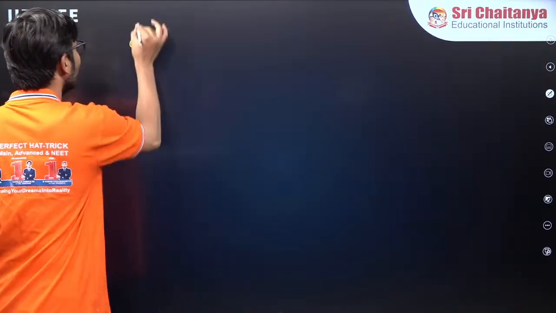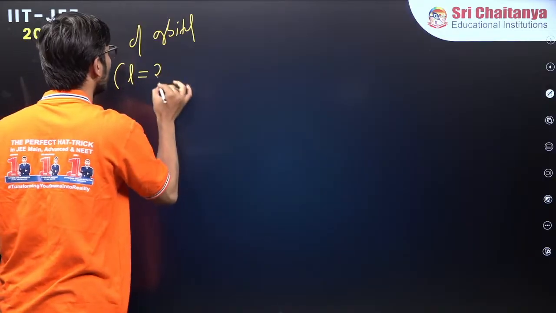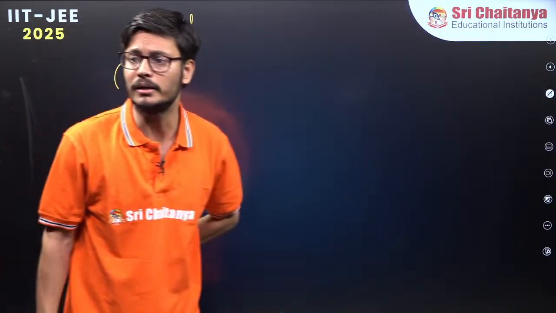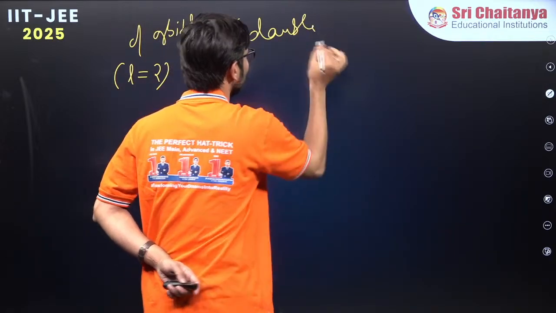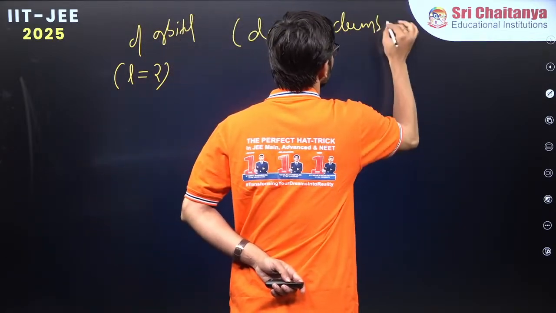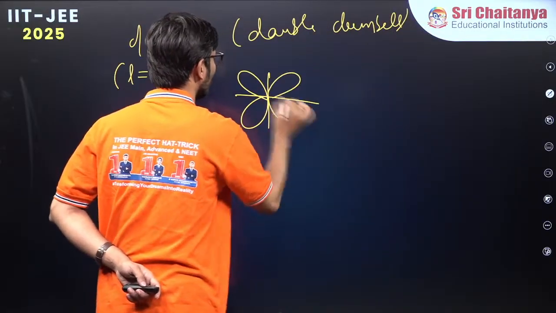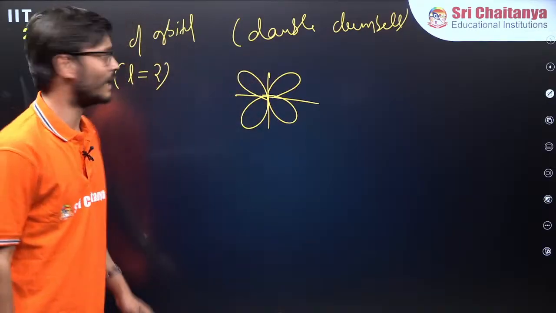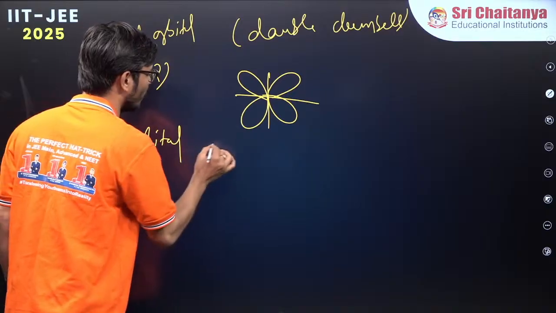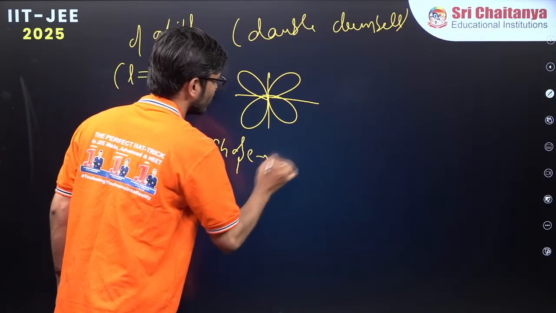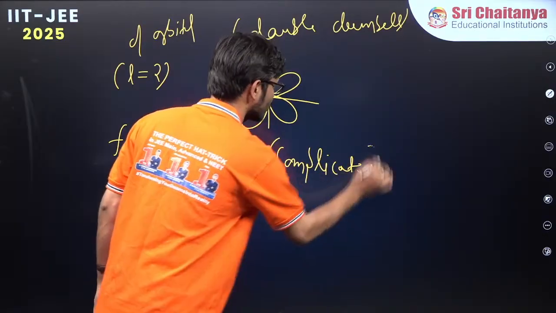Next, we have the D orbital. For the D orbital, the L value is equal to 2. The shape of the D orbital is double dumbbell, something like this. It is not one dumbbell, these are two dumbbells, called the D orbital. Next is the F orbital. The shape of the F orbital is complicated, a three-dimensional complicated diagram. We cannot draw it here.